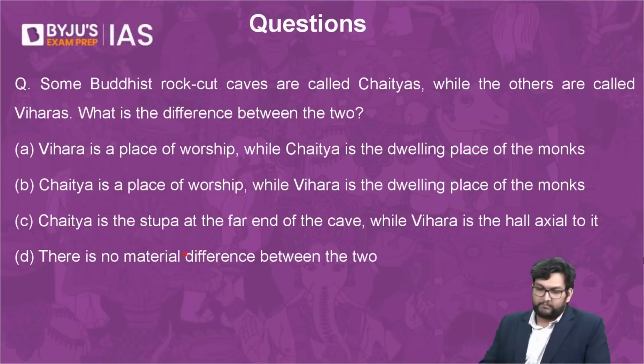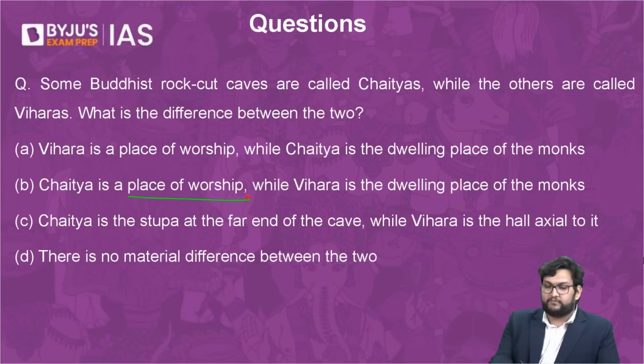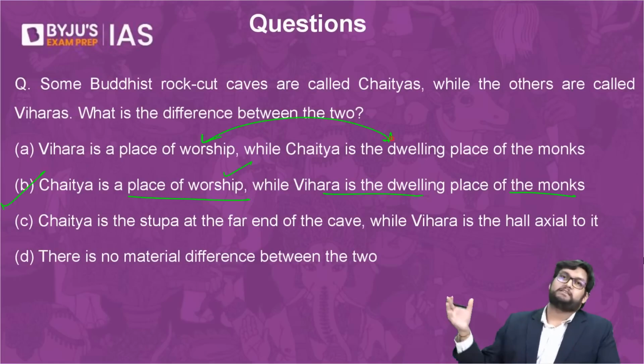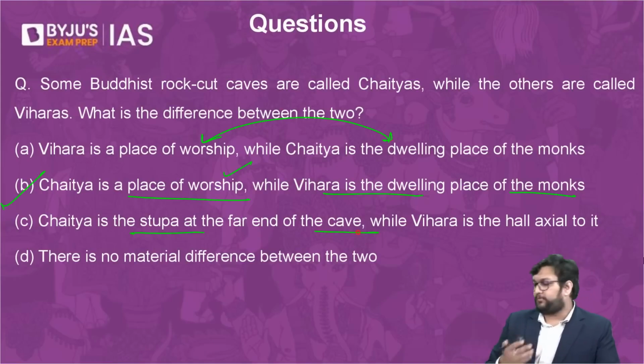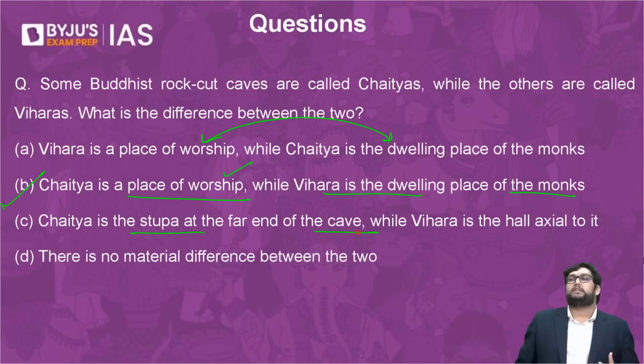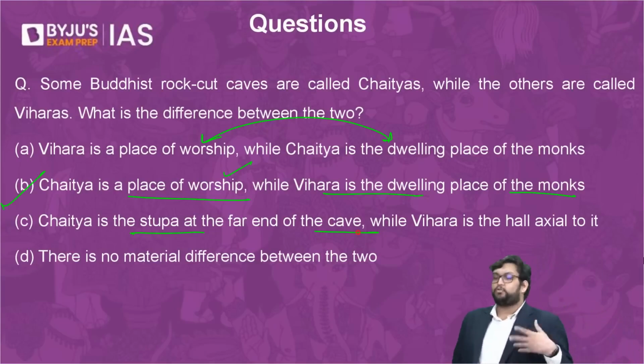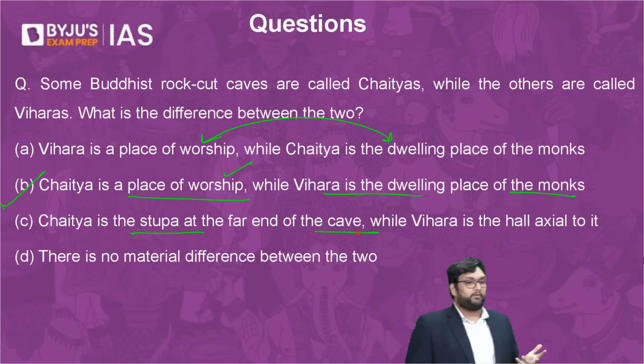Okay. Chaitya is a place of worship. Vihara is a place where monks live. Yes, correct. This is the opposite of it. I told you Chaitya is a hall where they worship and Vihara is where they live. This is actually a dumb option. The person did not have anything to write. That is why he gave the C option.